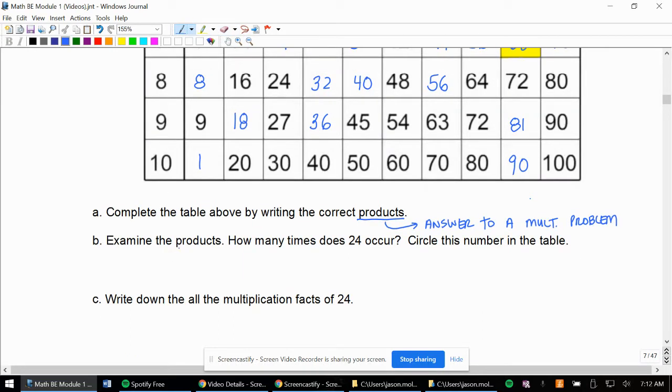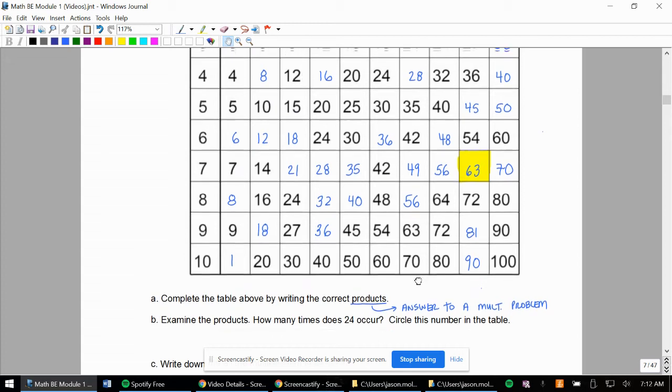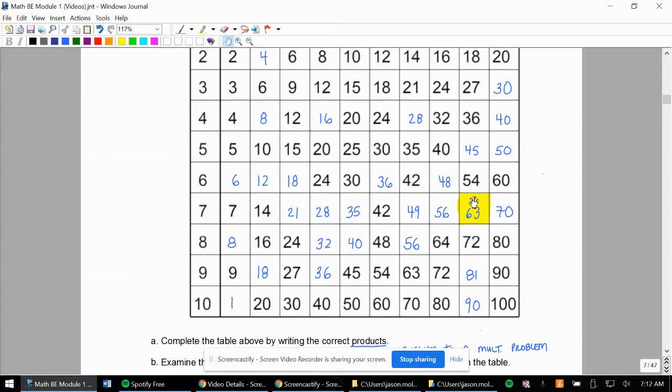B, examine the products, or the answers. How many times does 24 occur? Circle this number in the table. So every time we see a 24, we'll circle it. If I highlighted some earlier, I'm going to maybe not confuse my highlight. And remember, my highlight was any problems that I feel like I might still need to work on. Because even with a calculator or a times table, if we know our facts, it's going to be way quicker than having to look through the table or type this in a calculator every time. Okay, we're looking for 24s.